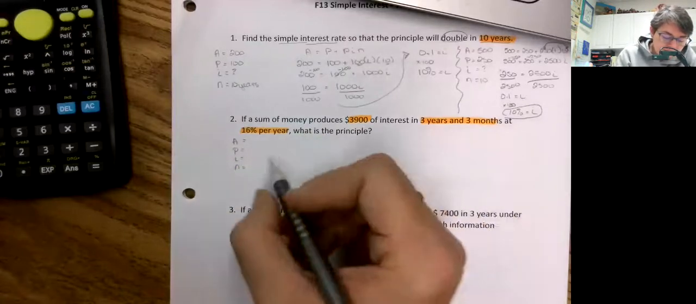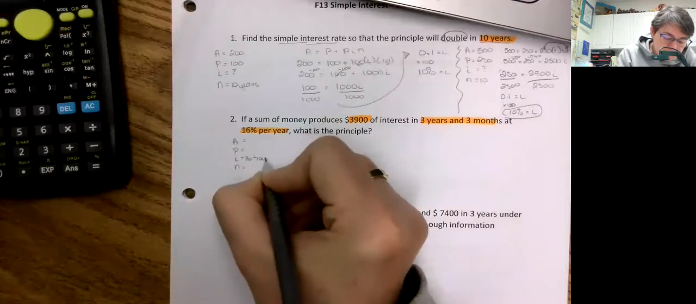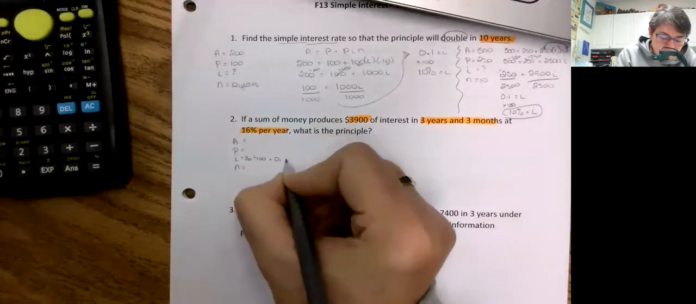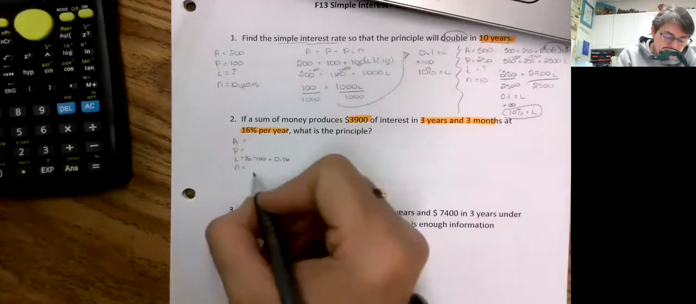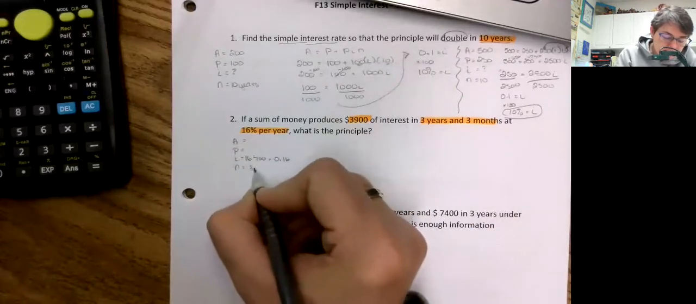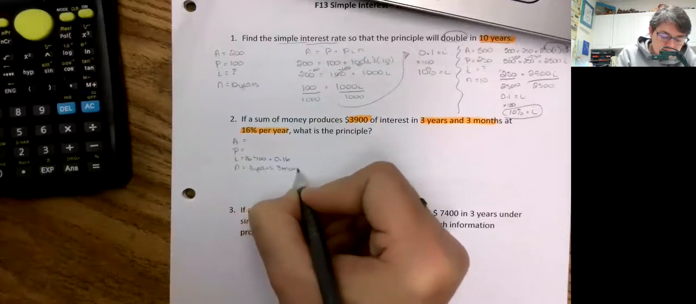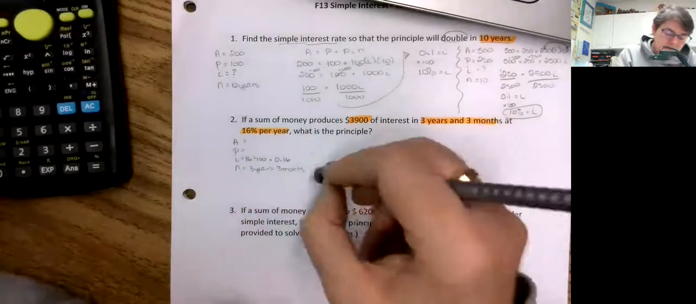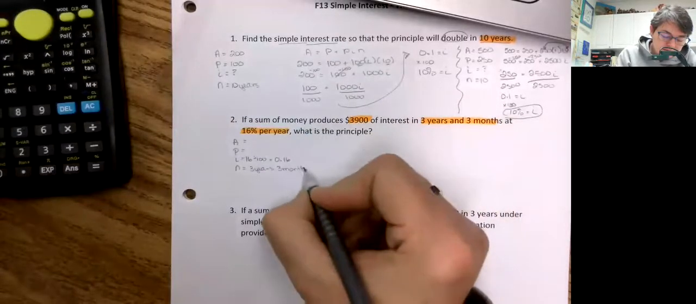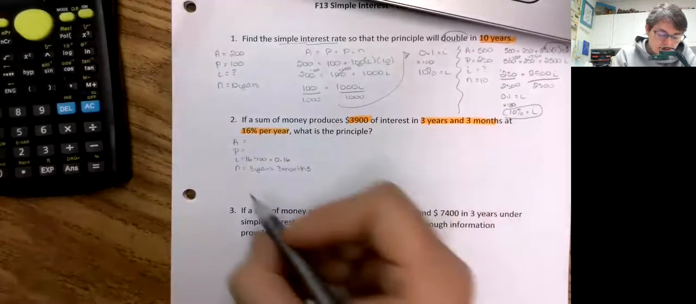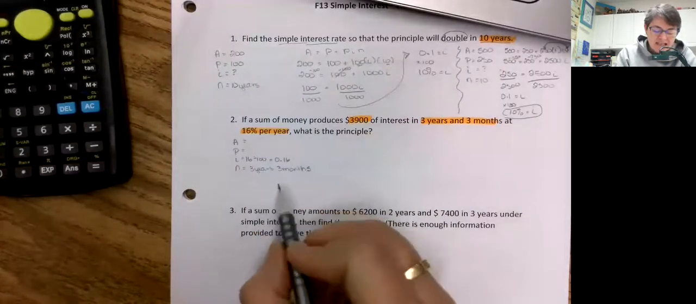Well, what do we know? First of all, we know the interest rate. 16% divided by 100 is going to be 0.16. All right, now this is weird: 3 years, 3 months. Whoops, I lost an H there. Sorry. We can't use this.